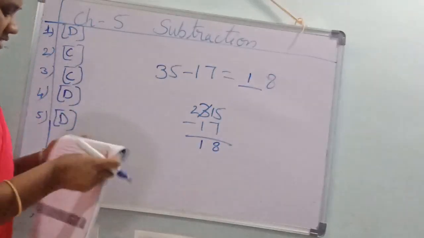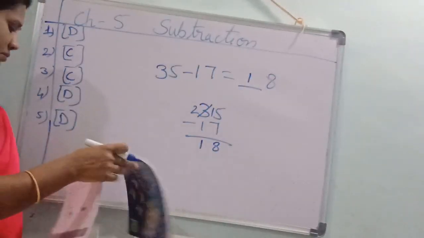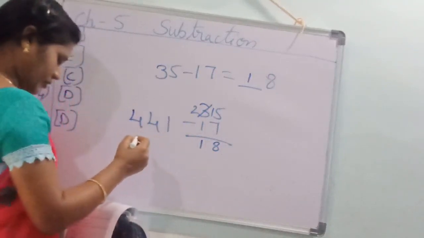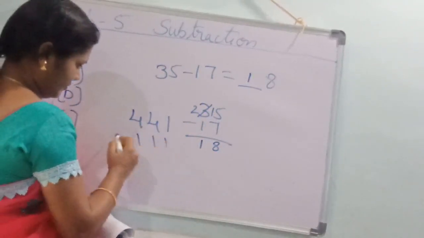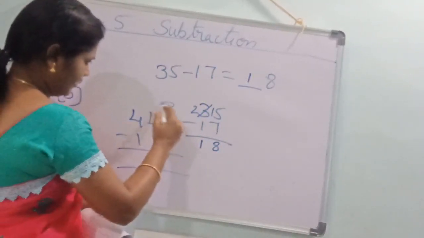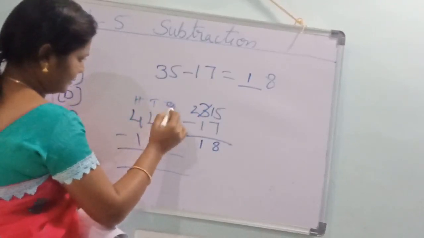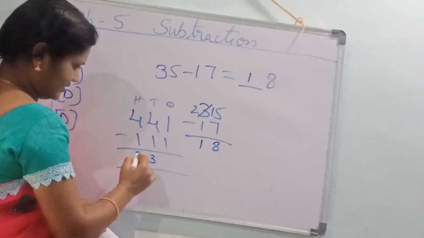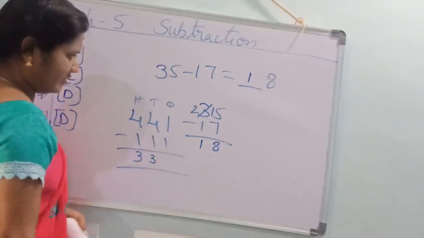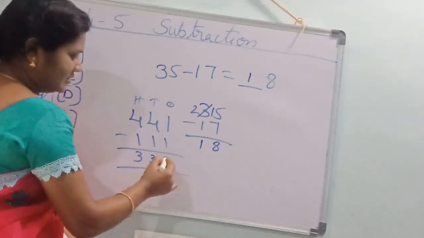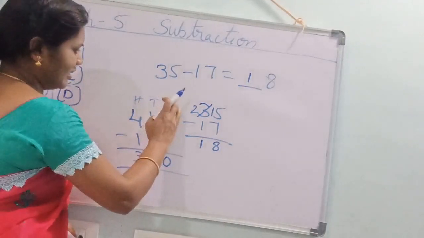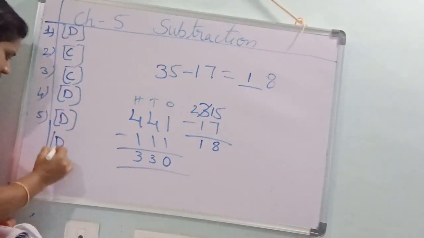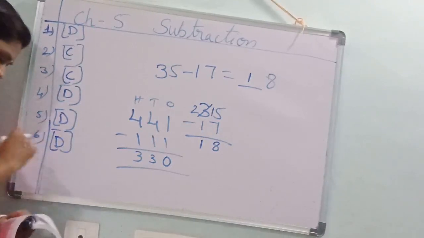Find the missing number in the following. See the given sum. 441, 111. Ones, tens, hundreds. See, here they have given the answer. Here they have given the answer. Here they didn't give the answer. 1 minus 1, 0. What is the missing number? 0. Option D. Sixth one.